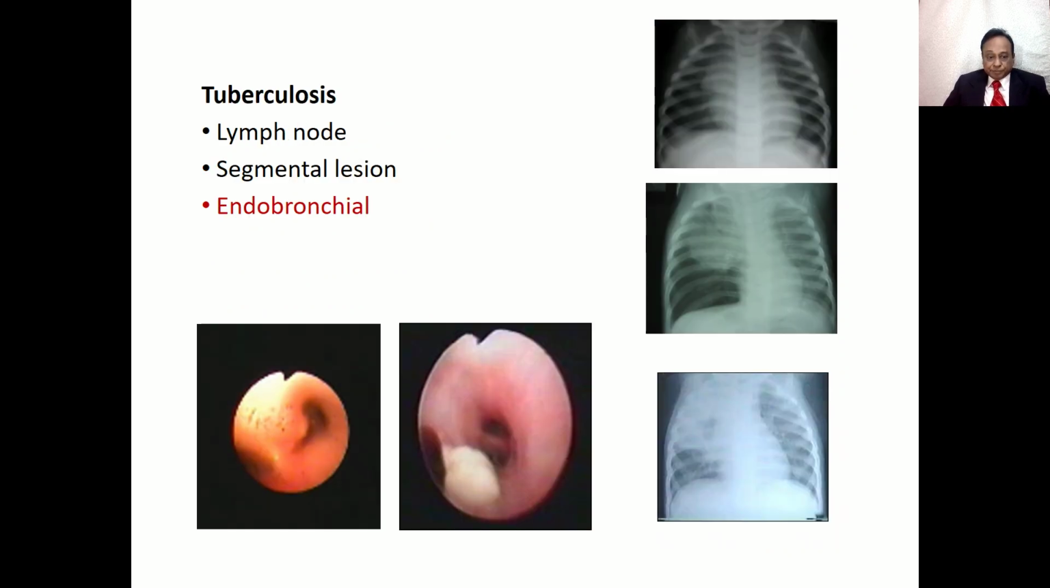I think tuberculosis in developing countries still plays a very important role. I have shown some of the X-rays. On the right side, there is an adenopathy. The lymph node may be enlarged, or it may be a segmental lesion. What is a segmental lesion? A segmental lesion is nothing but a collapse consolidation. That typically happens in tuberculosis.